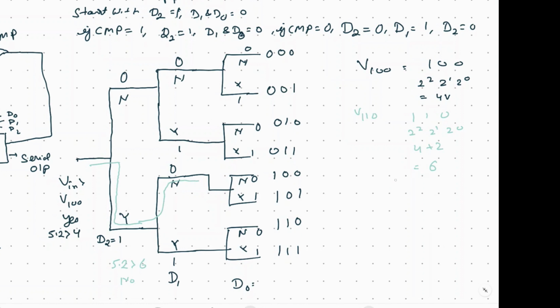Now it will try 101. Correspondingly the output voltage that it will generate will be 4 plus 0 plus 1, so that is 5 volt. Now is 5.2 greater than 5? The answer is yes, so it will go towards yes. So the digital code that we are getting will be 101.